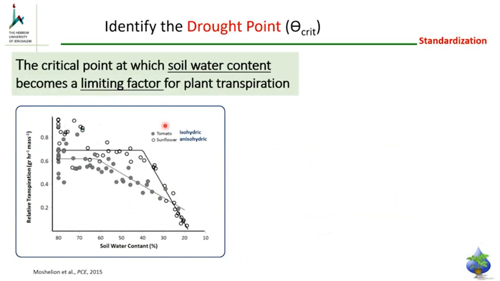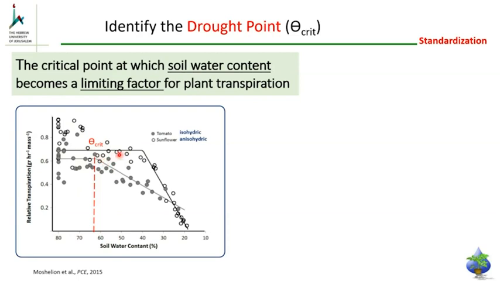Let's look at these two plants, tomato and sunflower. You can see both transpire the same, and the x-axis here is the soil water content, measured by a probe. Now, the tomato plant, when we start to dry the soil, will close stomata at around 60% of soil water content. The terminology for this is theta-crit. Theta-crit means the drought point, or the soil water content, which becomes the limiting factor for the plant transpiration.